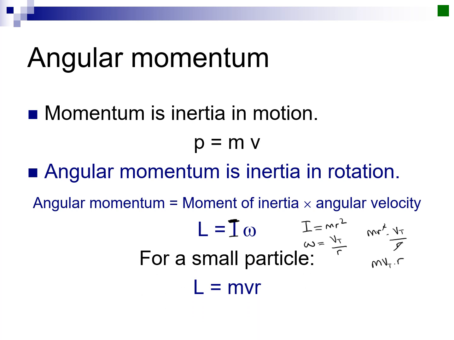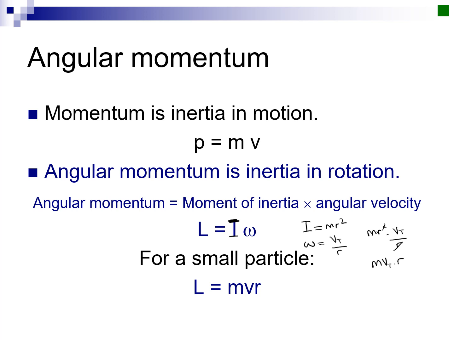And now angular momentum. Remember linear momentum, the definition. Momentum is inertia in motion, the quantity of motion. And the equation was p equal to mv. So momentum is equal to inertia times the linear velocity. So similarly, angular momentum can be described as moment of inertia times angular velocity. This time our symbol for angular momentum is capital L, and I stands for moment of inertia like we know, and omega is for angular velocity.